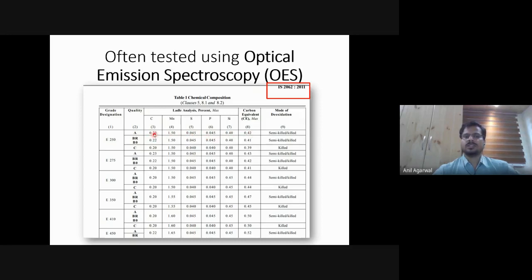As you can see, as you move from A to C, your total carbon equivalent decreases. So for A, you have more lenient carbon equivalent portions allowed, but a C grade steel cannot have more than 0.39% equivalent carbon. This is the maximum value that you can have. You cannot have more than 0.39, whereas for A, you may have up to 0.42. Likewise, the restrictions are applicable to different materials in each type of steel.